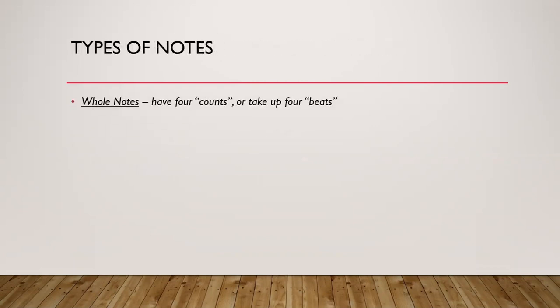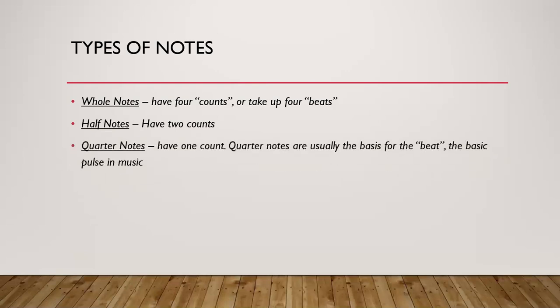Our types of notes are whole notes, which have 4 counts or take up 4 beats. In the case of a drummer, if you see a whole note, you hit it and let it ring or let it go for 4 counts. Half notes have 2 counts. So in drummer terms, hit it and let it go for 2 counts. Quarter notes have 1 count. They are the basis for the beats and the basic pulse in music.